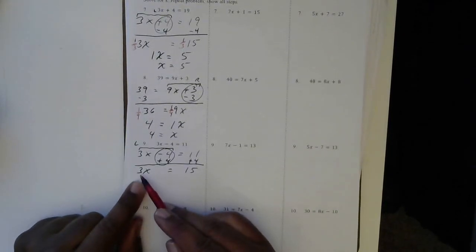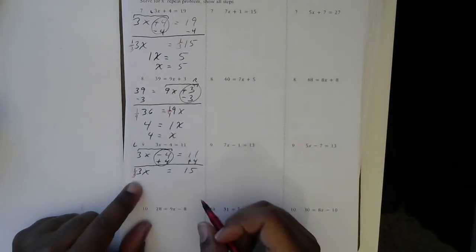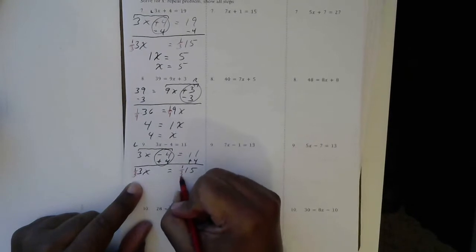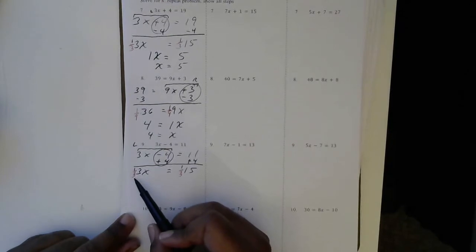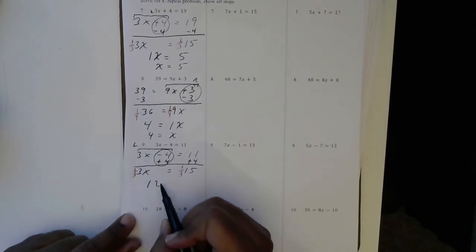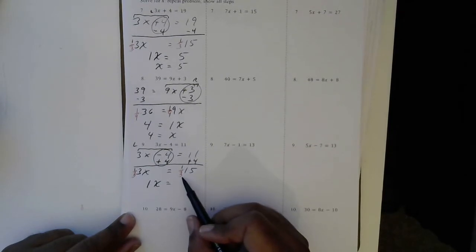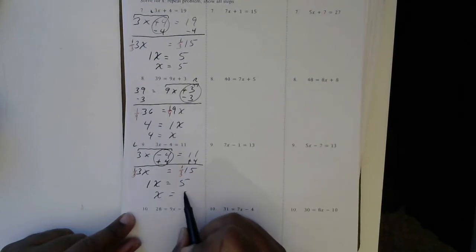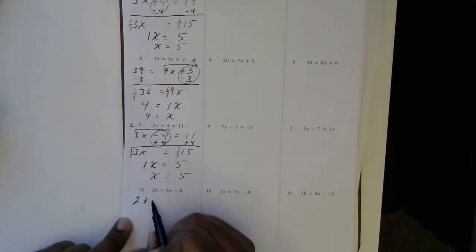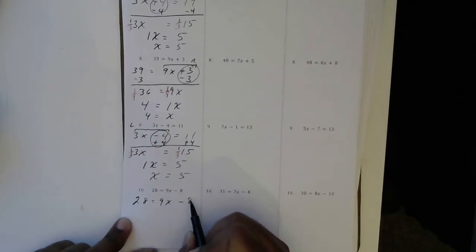Next, we want to remove the 3 so we can get an x. So this is a multiplying 3, so I'm going to use a dividing 3. Just a 1 over 3, and then a dividing 3 over here. And so what we'll get is a 3 times 1 is 3, and then divided by 3 is 1. So that's going to be a 1x. Here we have 15 divided by 3, which is 5, and then 5 times 1 is 5. So we have x equals 5. Next, number 10. Number 10, we have a 28 equals 9x minus 8.